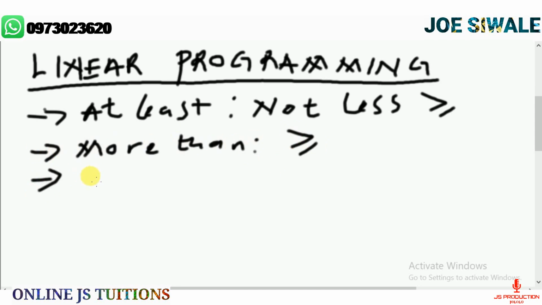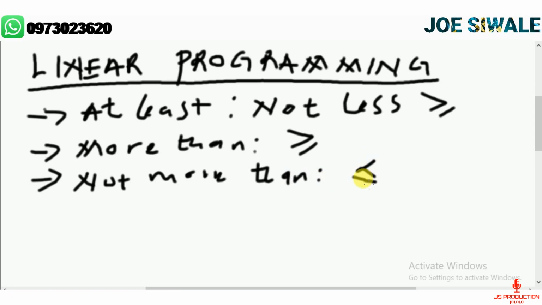Then the other words that are used is not more than. So not more than means that it is less than or equal to. So these are some of the words that you come across. At least means not less than, and the symbol means greater than or equal to. More than stands for greater than or equal to. Not more than stands for less than or equal to.